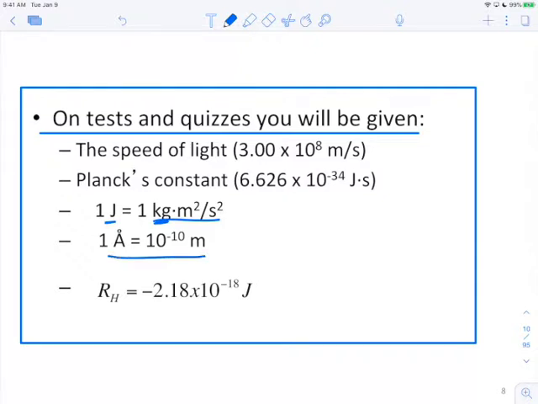Also, here's angstroms to meters, and something we haven't used yet, but it's called the Rydberg constant, and it is right at the bottom, and we're going to take a look at that today. But any questions on this page?